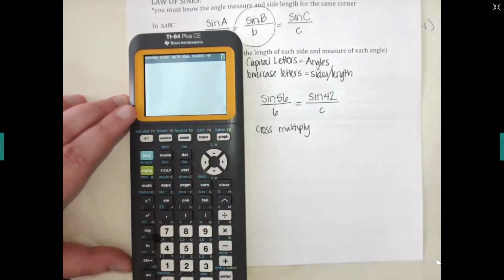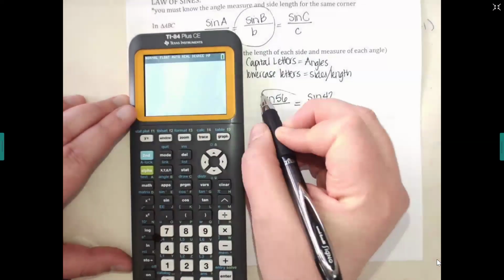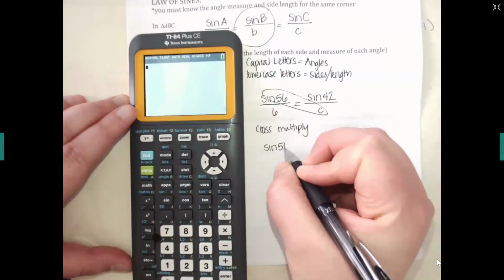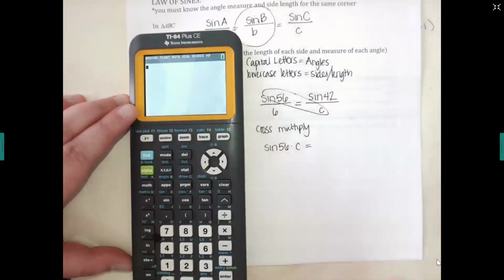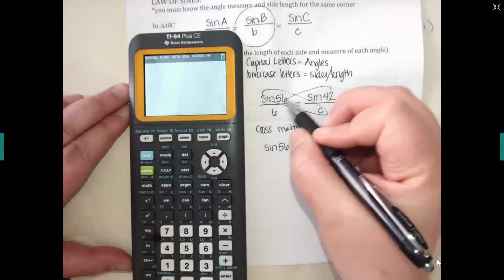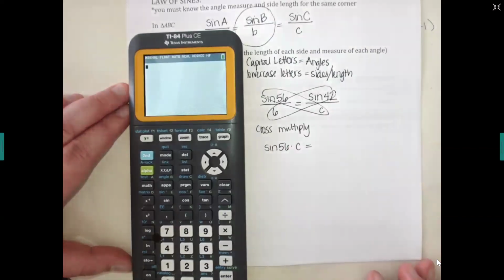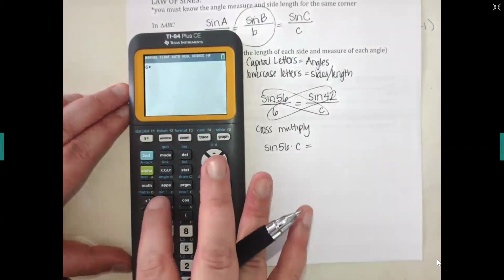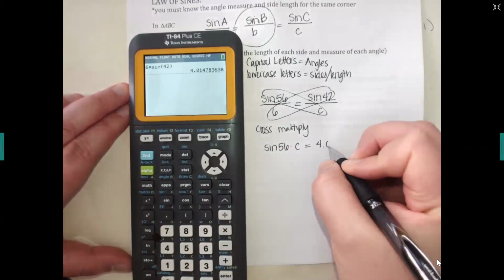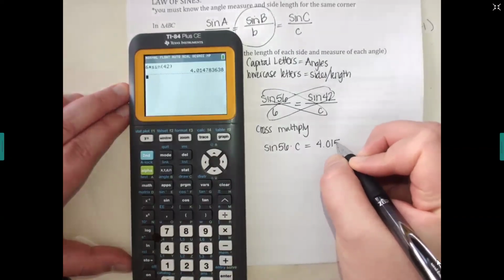Okay, let's multiply. I have sine 56 times c, so I'm going to write that down: sine 56 c equals. And then in the other diagonal, using my calculator, I'm going to multiply 6 times the sine of 42. 6 times sine 42. And it comes out to 4.015.